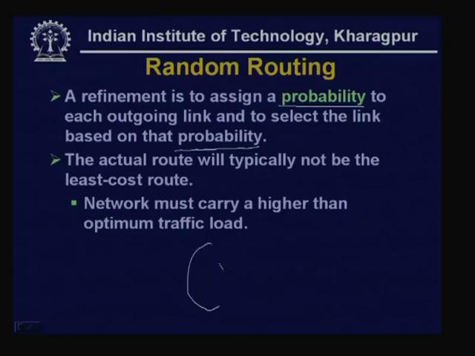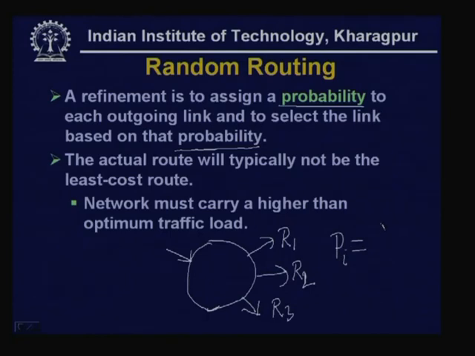Let us consider, suppose this is the input link through which the packet has come, and these are the 3 outgoing links. Now, let us assume the rates of transmission on these links are R1, R2 and R3. Then the probability Pi of sending through a particular link can be computed in this way.